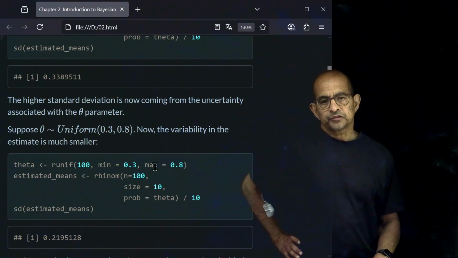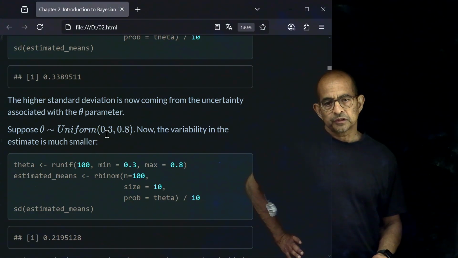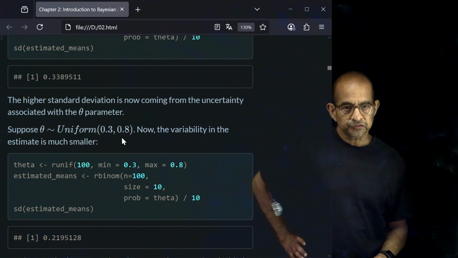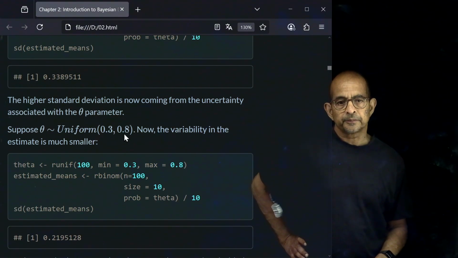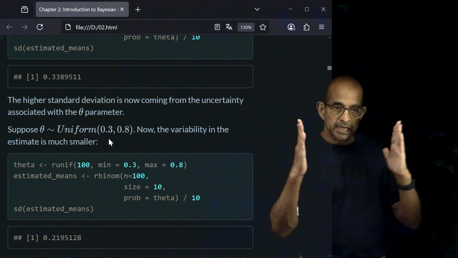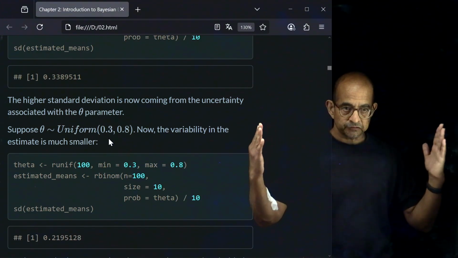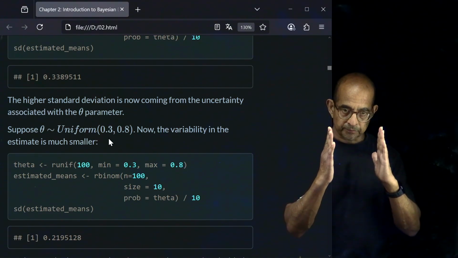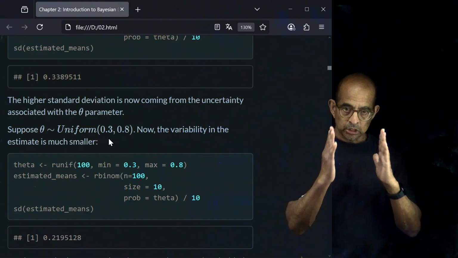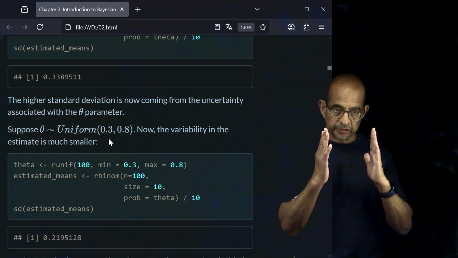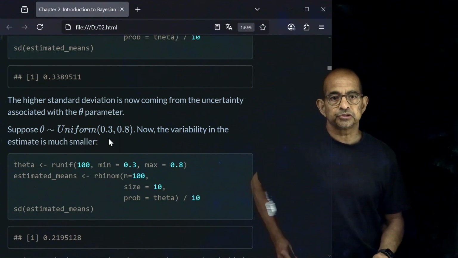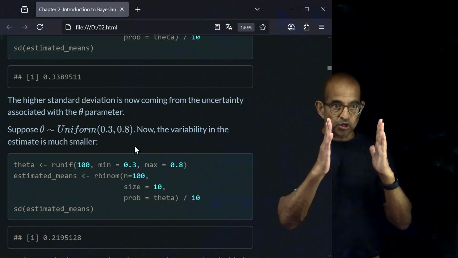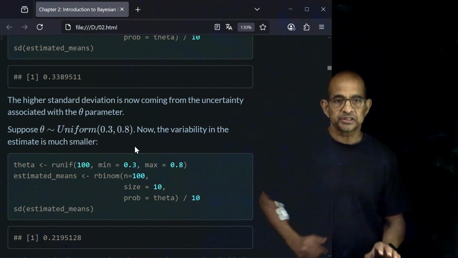Another example of the effect of variability in the prior distribution for theta on the standard deviation can be illustrated by changing the prior distribution for theta such that it has a much narrower range. Instead of ranging from 0 to 1, suppose I narrow the prior distribution on theta to range only from 0.3 to 0.8, but still a uniform distribution. The uncertainty has gone down, the prior uncertainty of theta has gone down.